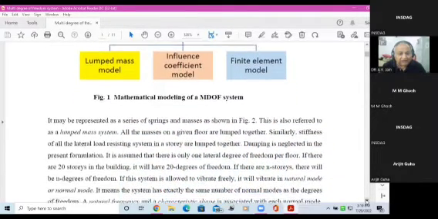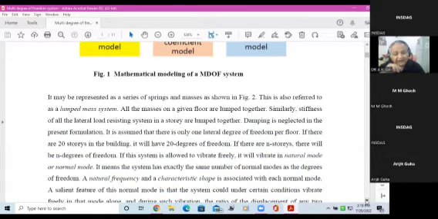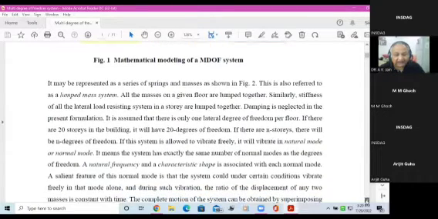What we do in a lumped mass model, we represent a building by a series of springs and masses. This is also referred to as a lumped mass system. All the masses on a given floor are lumped together. Similarly, the stiffness of all the lateral load resisting elements in a story are lumped together. Damping is neglected in this present formulation. It is assumed that there is only one lateral degree of freedom per floor. If there are 20 stories in a building, it will have 20 degrees of freedom. If there are n stories, there will be n degrees of freedom.